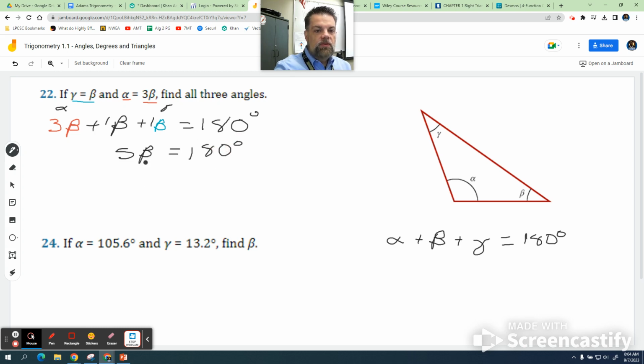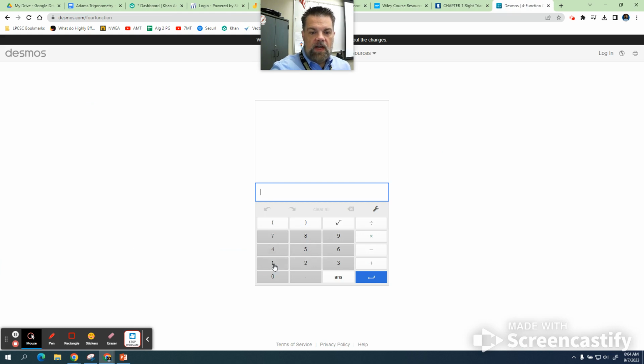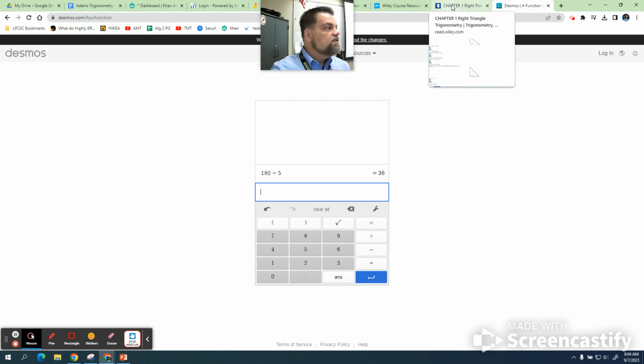5 beta is equal to 180. So then I divide both sides by 5. This is why we do the algebra review. So then beta is equal to what? What's 180 divided by 5? I'm going to use my handy dandy calculator. Actually, I do know, but it's okay. If I don't know the answer, I can use a calculator. On the SAT, you can use a calculator.